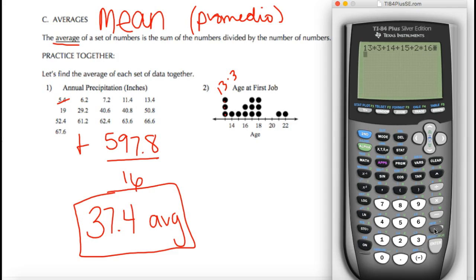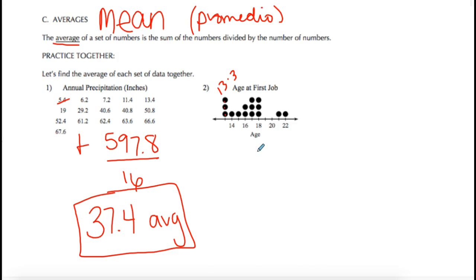I have 3 17s. I have 3 18s. And then I have 121 and 122. So if I look at how many numbers that is total, I have 3, 4, 5, 6, 7, 8, 9, 10, 11, 12, 13, 14, 15. So I'm going to go ahead and divide that by 15, and my average is 16.5 years.